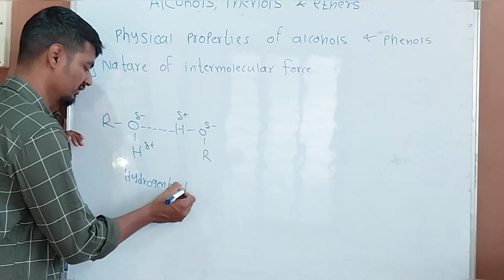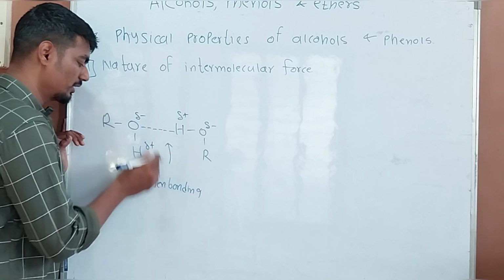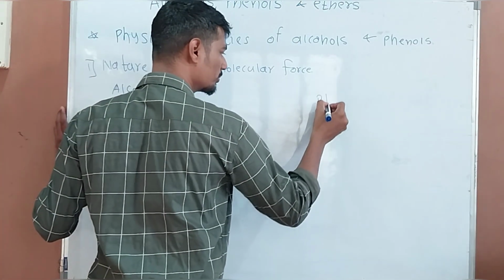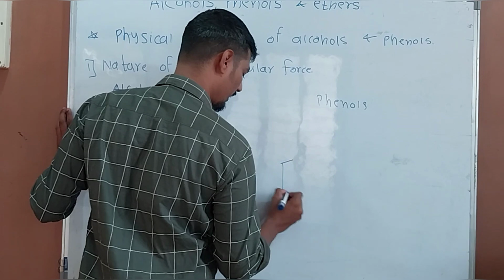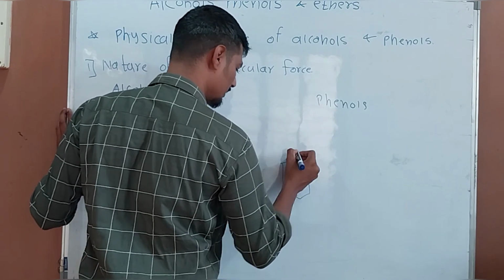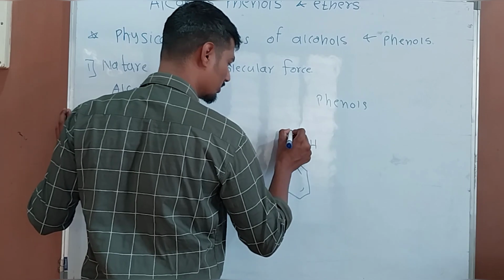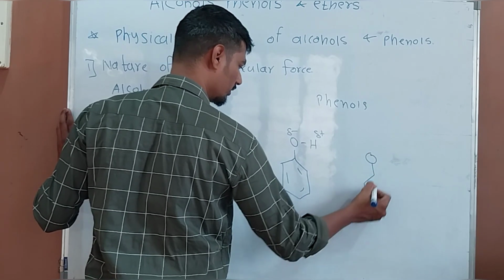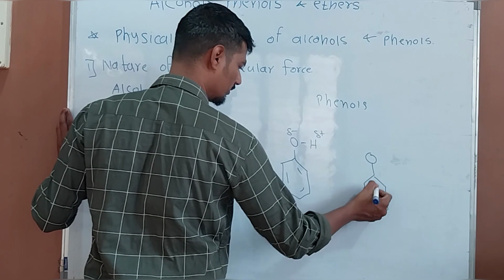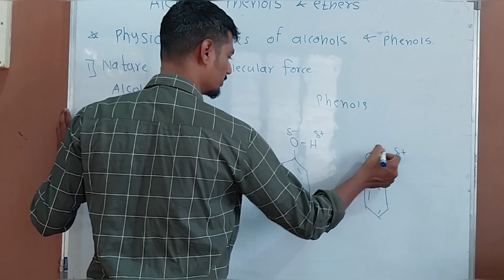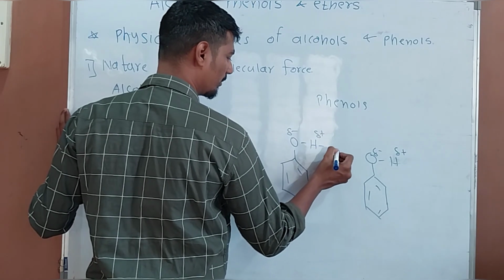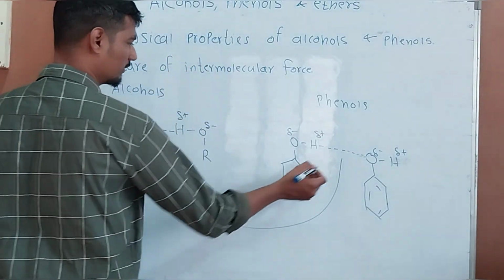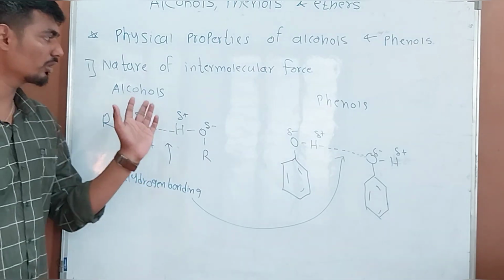Hydrogen bonding. It is in the case of alcohols. Similarly, in phenols, phenols means an aromatic ring with an OH group attached. Again, oxygen having delta minus, hydrogen having delta plus. Similarly, one more phenol molecule I am going to draw here, aromatic ring and hydrogen delta plus, oxygen delta minus. So this delta plus and delta minus will attract each other, and this is again called hydrogen bonding. This is called intermolecular hydrogen bonding.